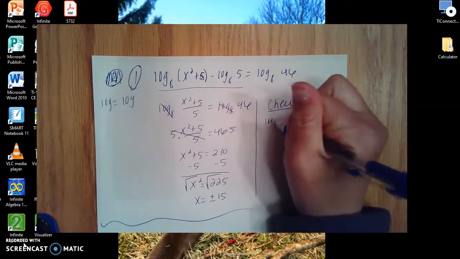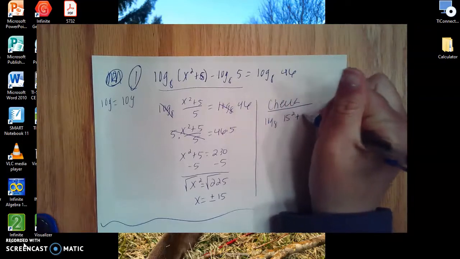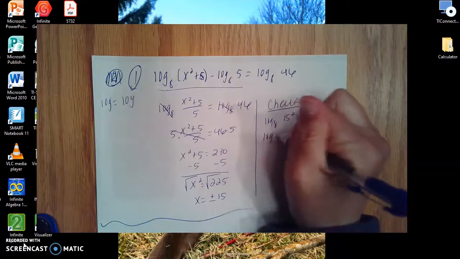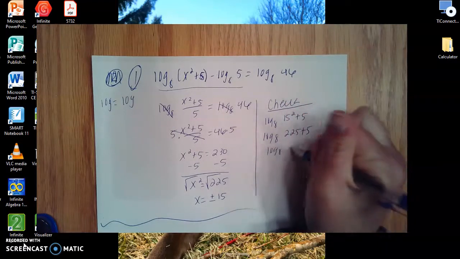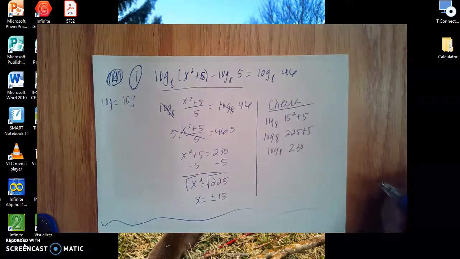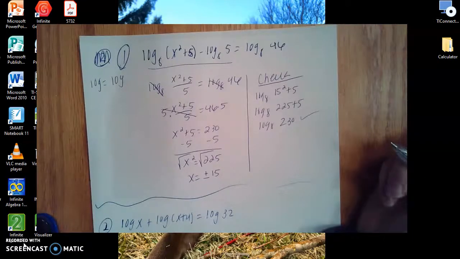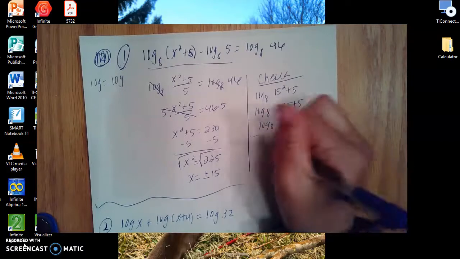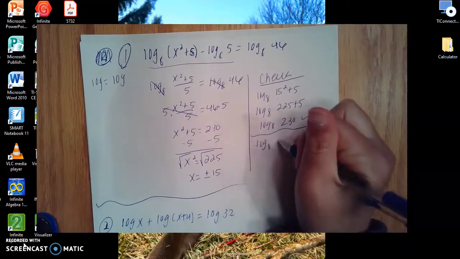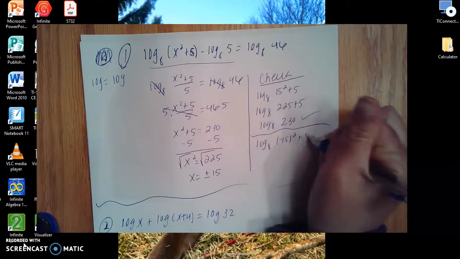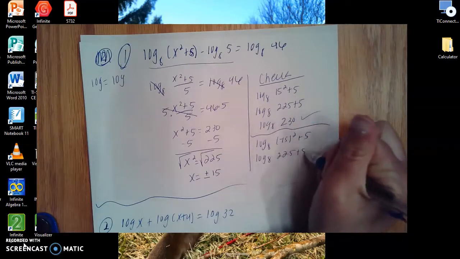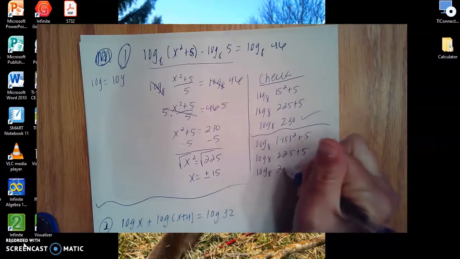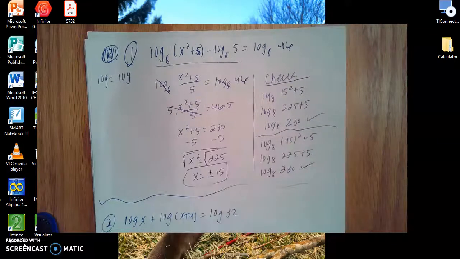I'm going to get log base 8 of 15 squared plus 5. You're going to get log base 8 of 225 plus 5. So you're going to get log base 8 of 230. Since that 230 is positive, you're good. Positive 15 works. You're going to repeat this process. The only difference is plug in a negative 15. But when you square a negative number, it turns to a positive number. And I get log base 8 of 230, which is also positive. That's how you get both answers to work.